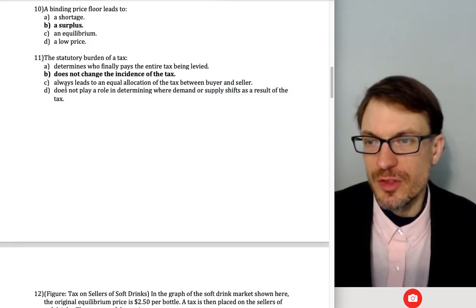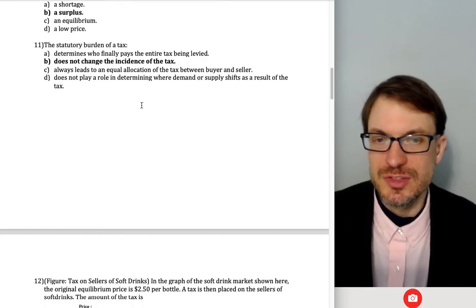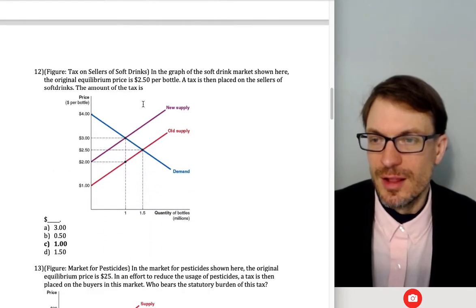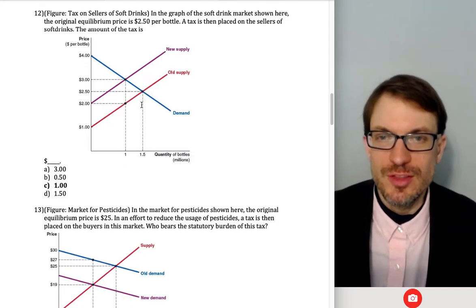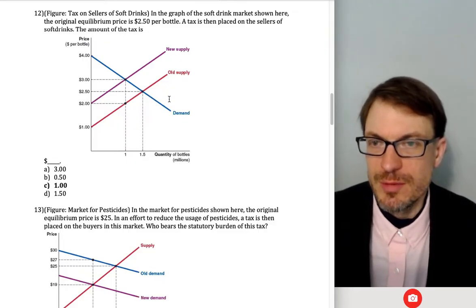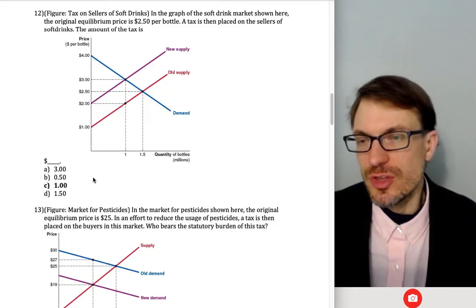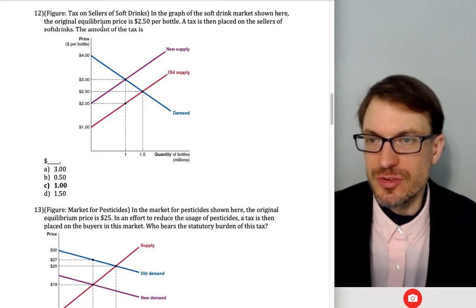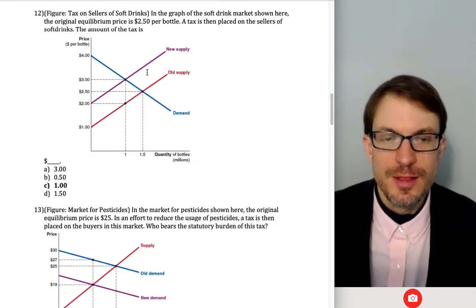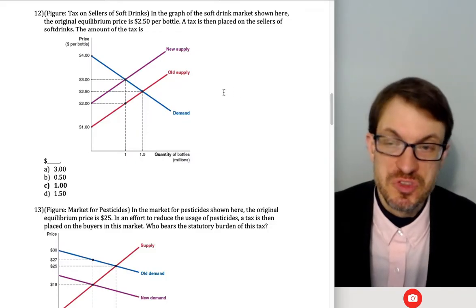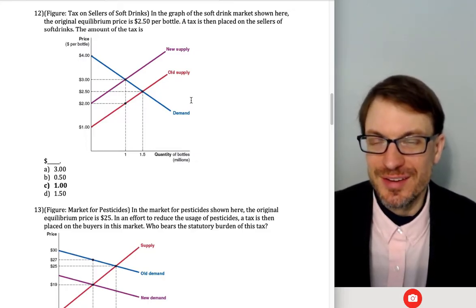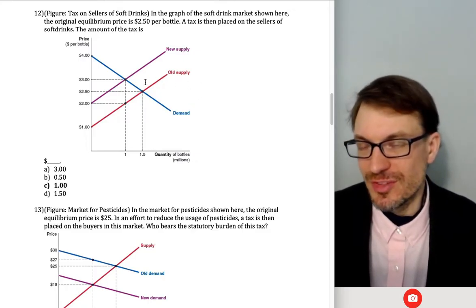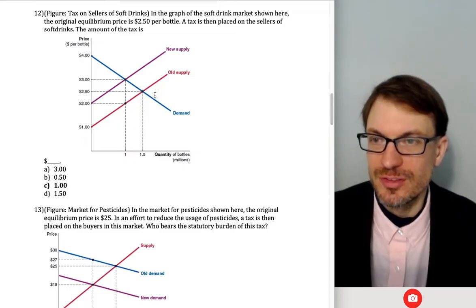No, the statutory burden of the tax tells us which one we model as shifting, supply or demand. But when we're talking about tax incidence, we're not talking about the statutory burden, we're talking about the economic burden. Actually, just looking at this graph, here we've got a tax on sellers of soft drinks. So this would model the statutory burden being on sellers of soft drinks, but not necessarily the tax burden on sellers of soft drinks. In this case, the tax burden to sellers is somewhere in the range of half of what the tax is.